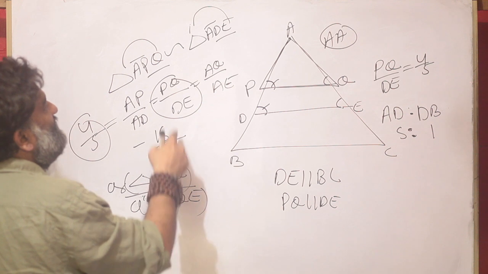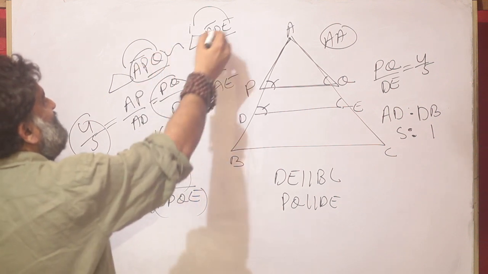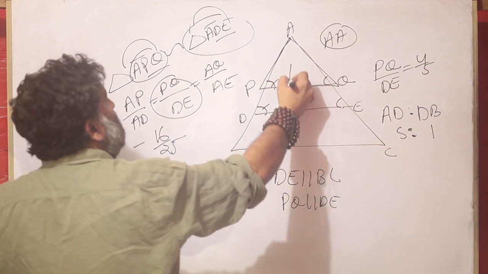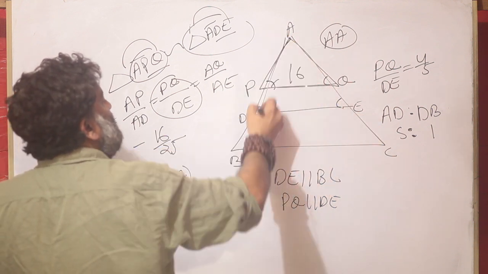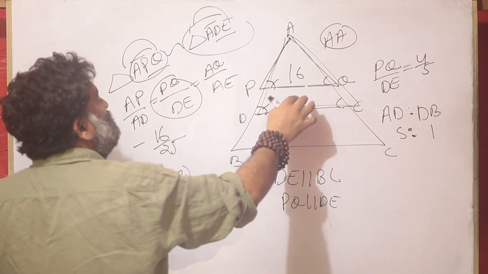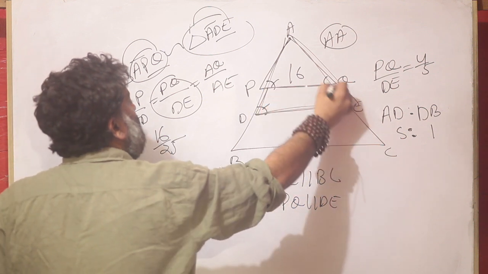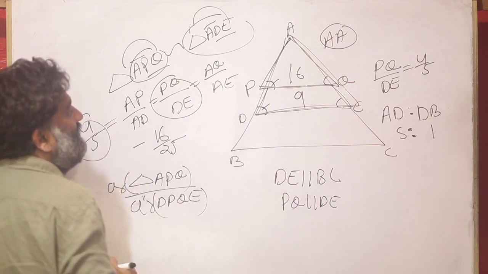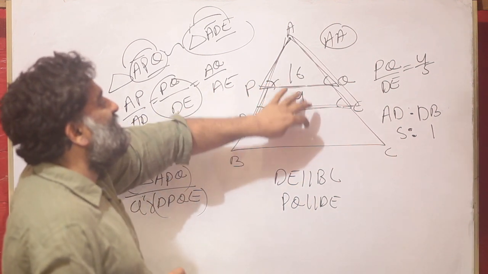And remember this relationship, you're looking at triangle APQ and triangle ADE, this small triangle and the big triangle. That means the small triangle is 16 and the big triangle is 25. So this part, the leftover part, is going to be 25 minus 16, which will give you 9. So if this triangle is 16, this triangle is 9.